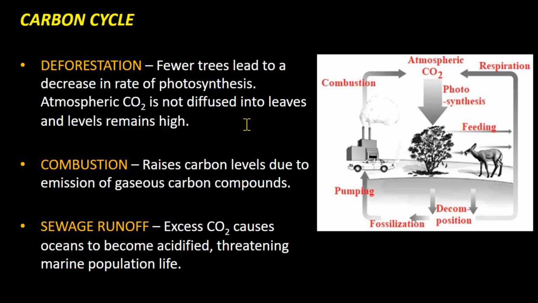So we have three main processes here that throw the cycle off balance. One is deforestation. If there's fewer trees, there's less carbon dioxide that's going to get taken up by those trees for photosynthesis. So the atmospheric carbon dioxide is not diffused into the leaves, and these carbon dioxide levels remain high. Combustion raises carbon levels due to the emission of gaseous carbon compounds. Mostly anything that uses electricity uses fossil fuels, and those require burning those fossil fuels.